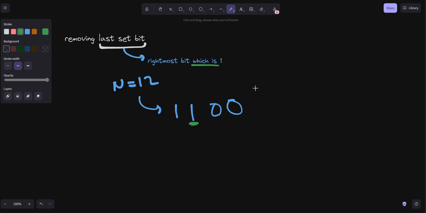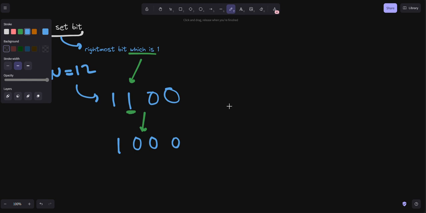This rightmost bit which is 1, not this, because before this only this is coming. So this is the rightmost bit. You need to remove the last set bit. Basically you need to make this as 1 0 0 0. You need to make this operation, right? Let's say we have rightmost.